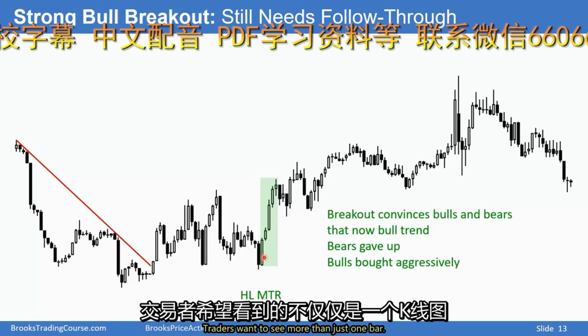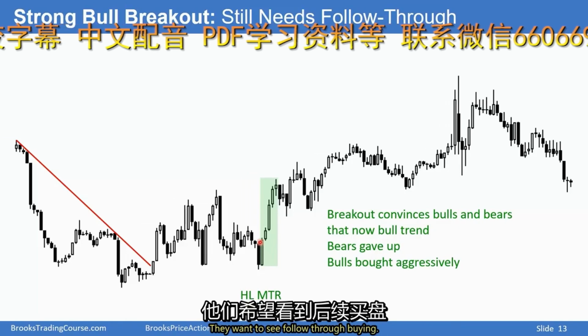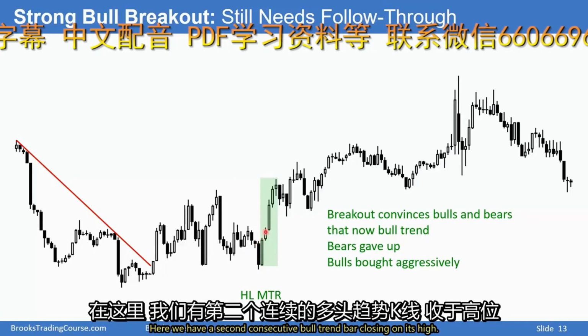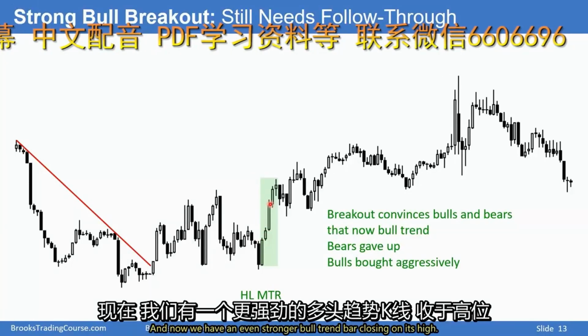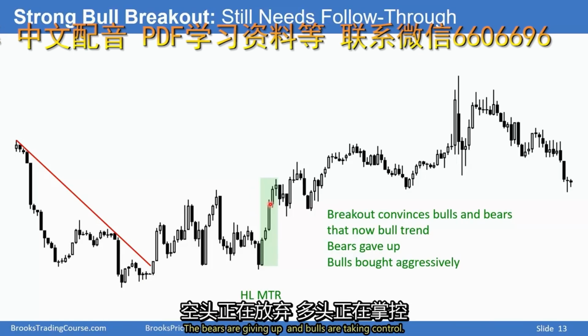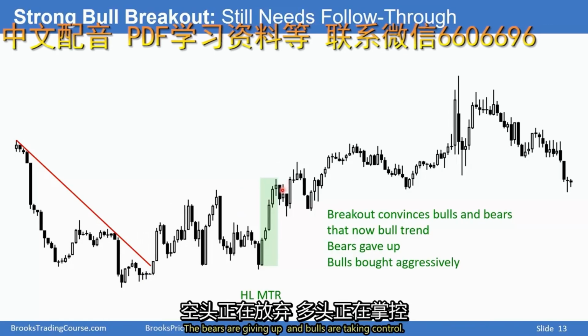Traders want to see more than just one bar. They want to see follow-through buying. Here we have a second consecutive bull trend bar closing on its high. And now we have an even stronger bull trend bar closing on its high.